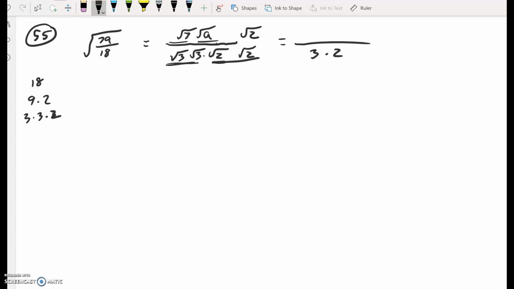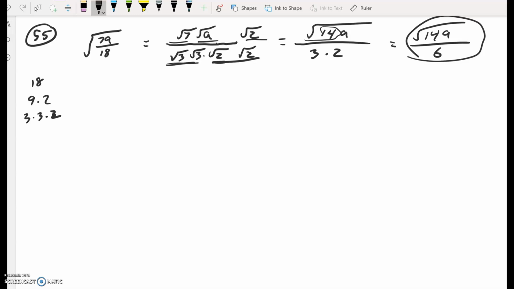On the top, these are all leftover parts, so they go in one big leftover root, in this case a square root. 2 times 7 is 14, and we have 14a. So we have the square root of 14a over 6. Notice you don't try to cancel the 14 and the 2 or the 14 and the 6, because that's not a 14, it's a square root of 14, and that's a completely different beast. This is the final answer.